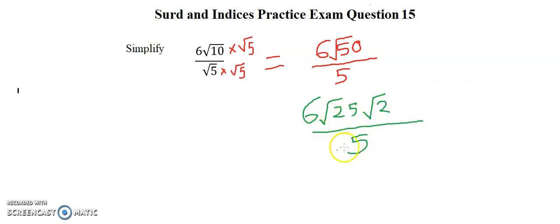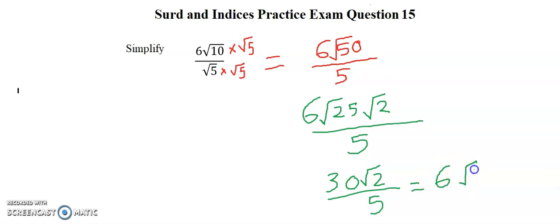Square root of 25 is 5, and it becomes 6 times 5 is 30. Square root 2 over 5. 30 divided by 5 is 6 square root 2.